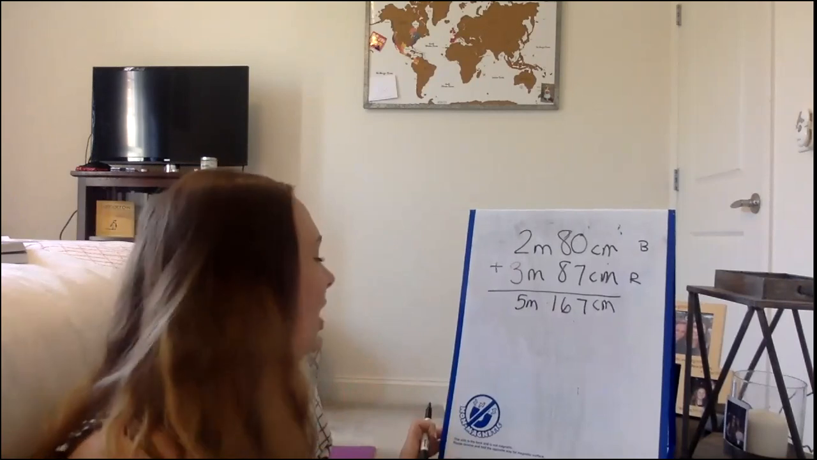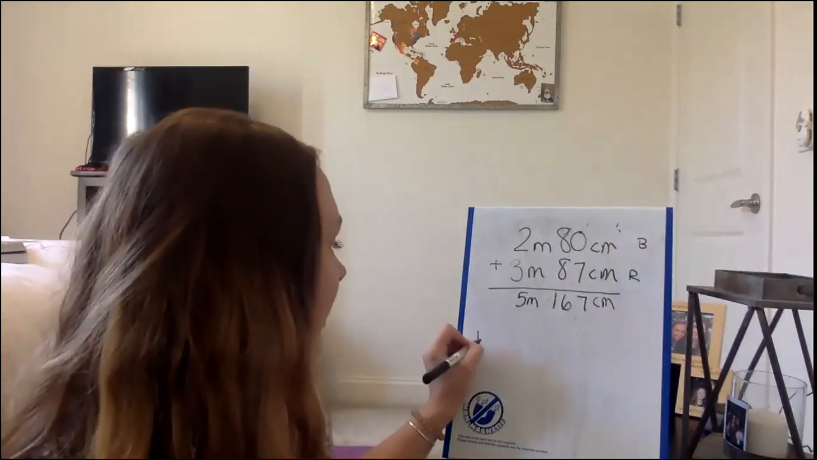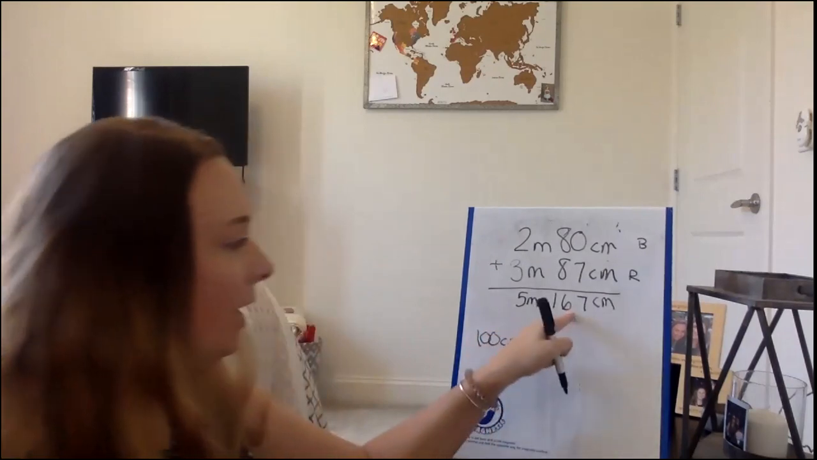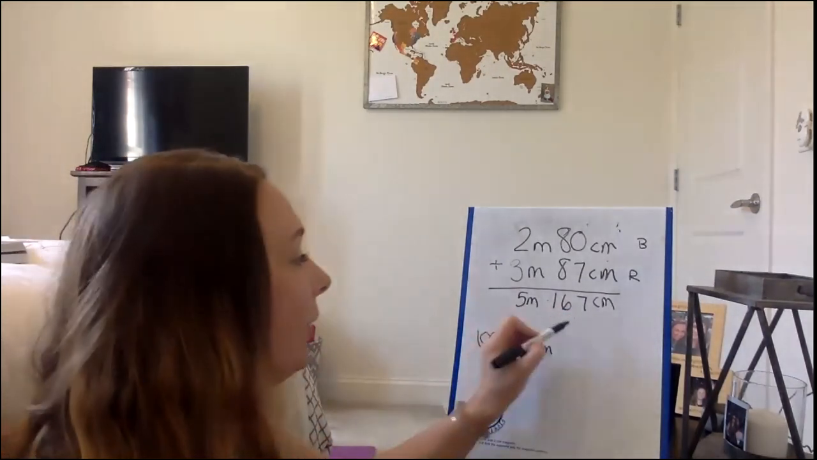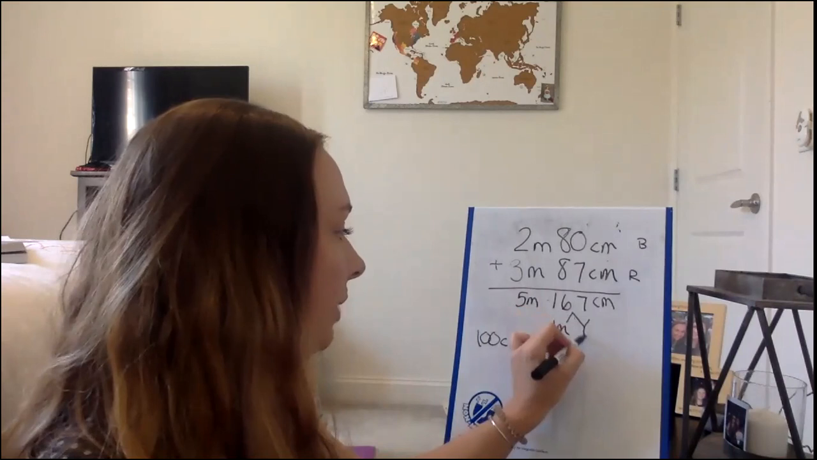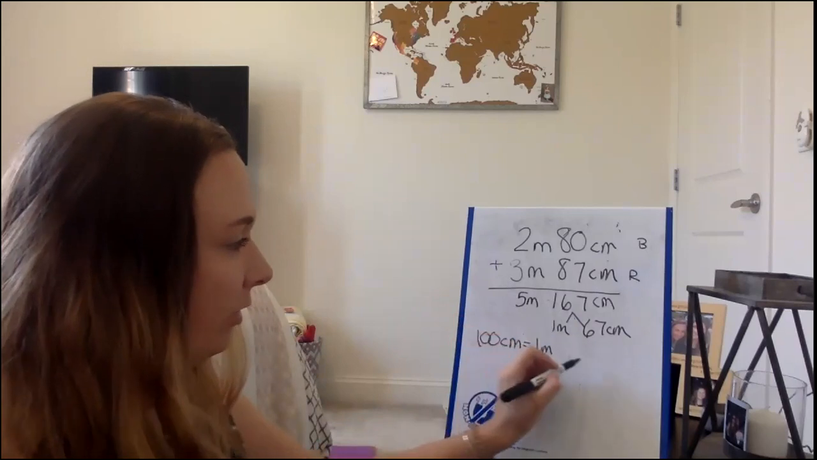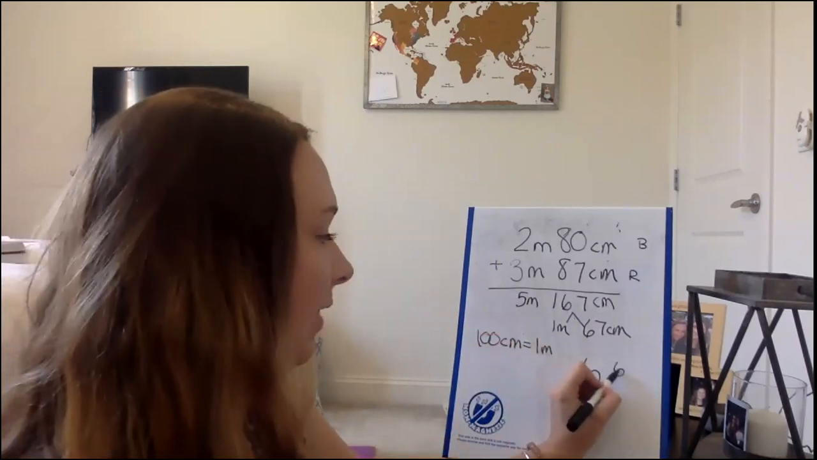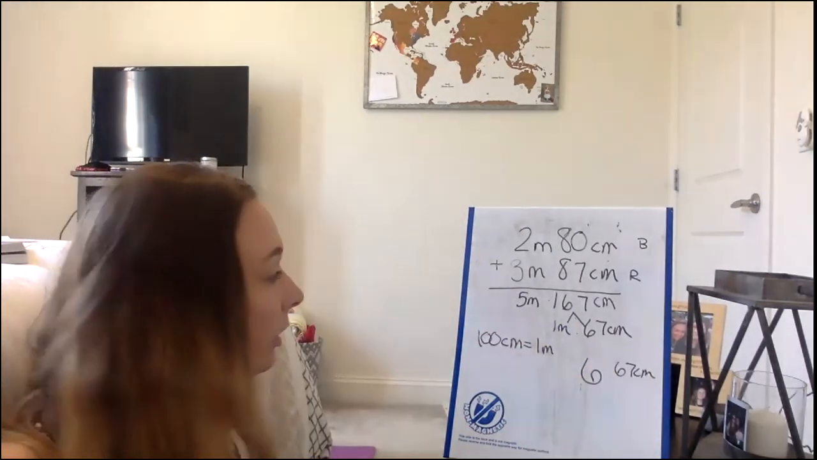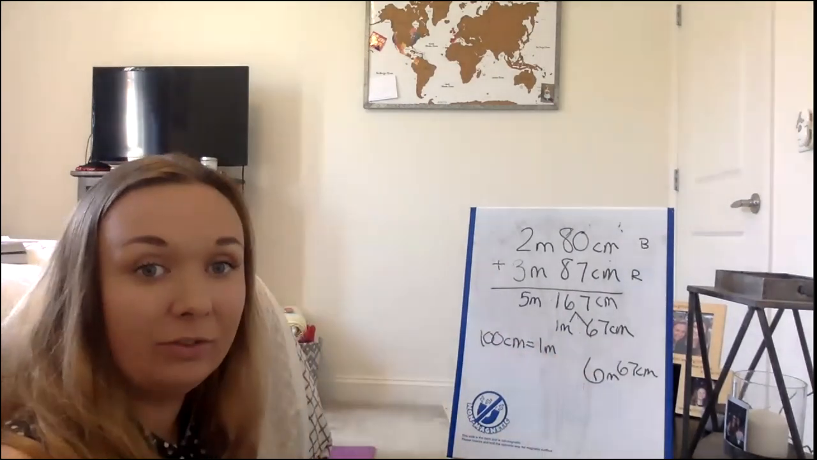But when I'm looking at this, 167 centimeters doesn't make sense because I know 100 centimeters equals a meter. So I know I have more than 100 here, so I can pull out a meter. 1 meter would be 100 centimeters, which would mean I'd have 67 centimeters left. So really I have 5 meters plus the 1 meter, I have 6 meters, and then I have 67 centimeters. So we would say that Marta has a total length of 6 meters, 67 centimeters of cloth.